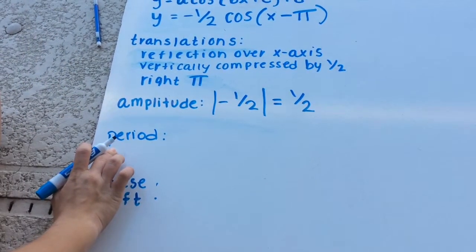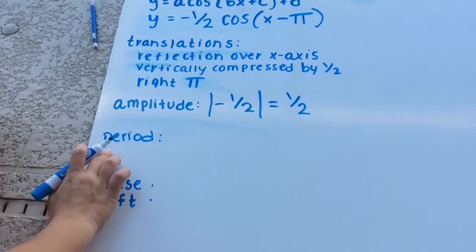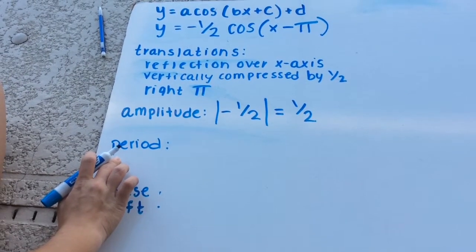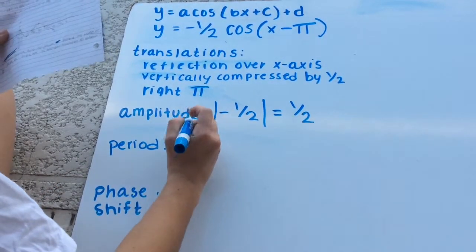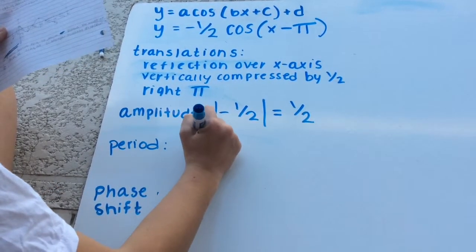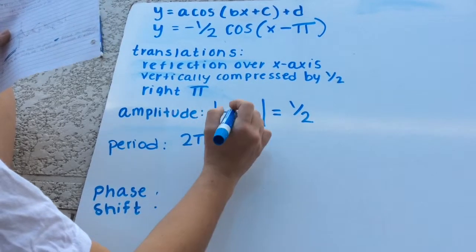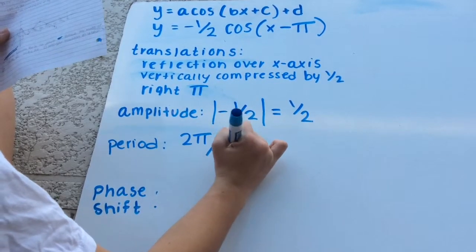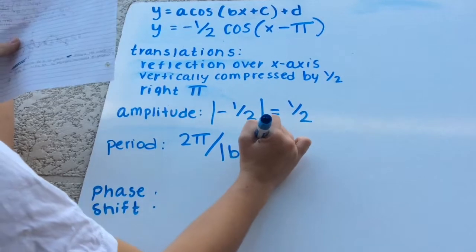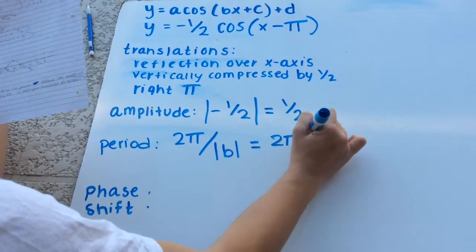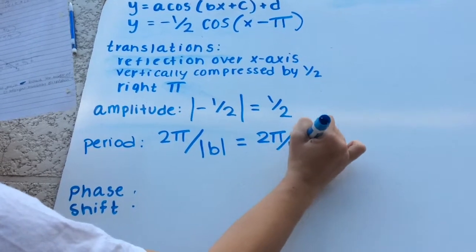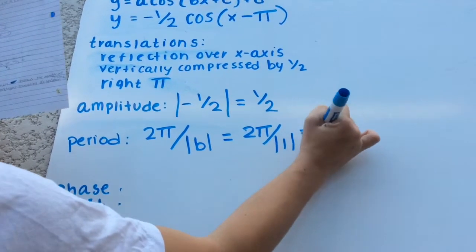Next, we're going to solve for the period of the function. The period is the difference between any two sets of repeating points on the graph. The formula for the period is 2 pi over the absolute value of b. So when we plug that in, it's 2 pi over the absolute value of 1, which is 2 pi.